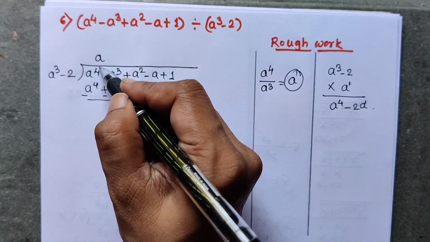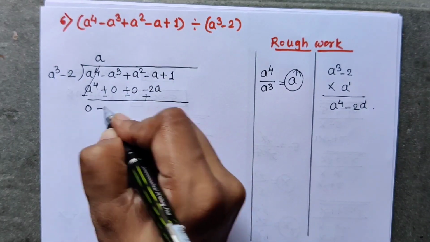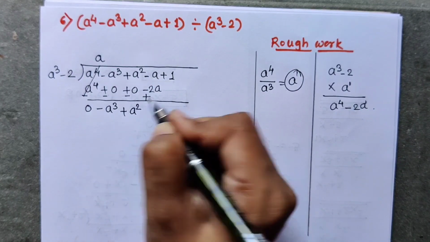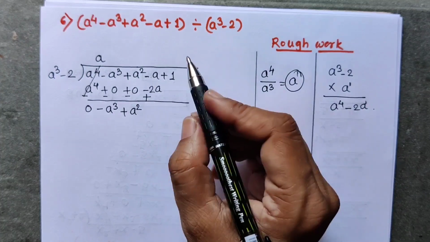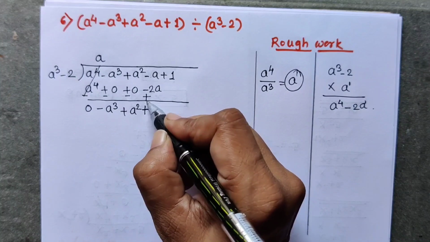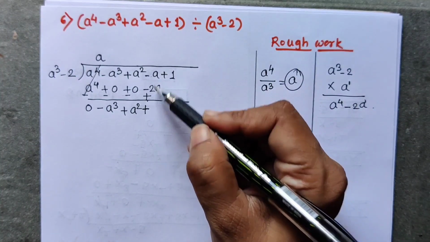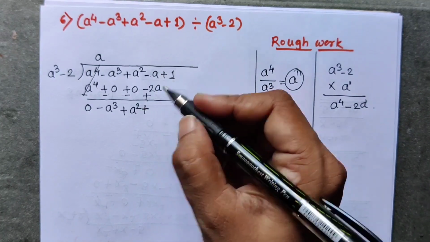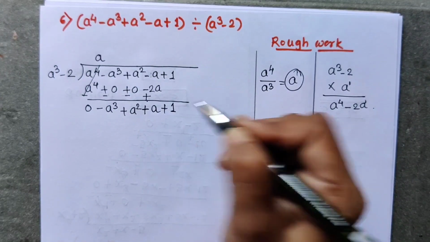A raised to 4 minus a raised to 4, 0. Minus a cube minus 0 is minus a cube, plus a square as it is. Now see, minus a plus 2a, minus plus will become minus, sign of the bigger number is 2. 2 sign we have done, we have changed it to plus. So plus sign, 2 minus 1, nothing is there means 1 is there. So 2 minus 1 is 1, 1a. 1a means a. Plus 1 as it is, write down.